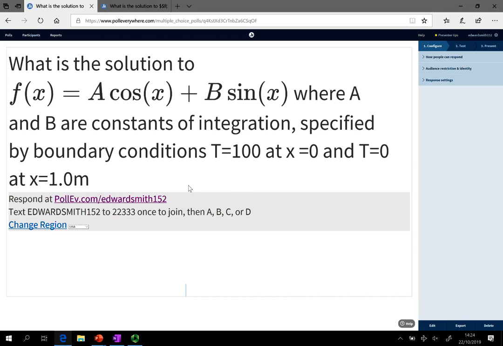So work through that and try actually applying these boundary conditions to get these coefficients. You want to get A and B, and then go to this website and choose the correct answer from that website. There's four possible answers, only one of them is correct.